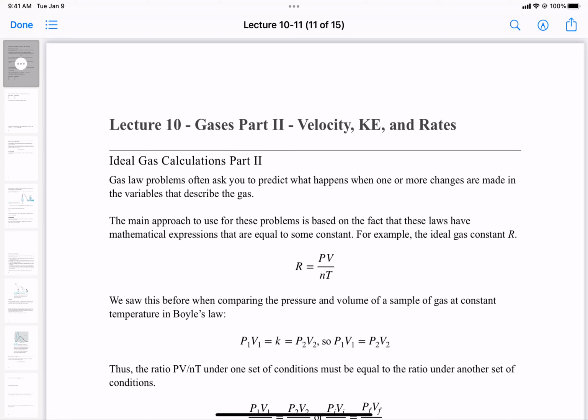Hello, everyone. Okay, now let's go on to part two of gases, where we talk about the ideal gas law in a little bit more detail. When we talk about gas laws, they ask us to predict what happens when one or more changes are made in the variables that describe the gas.